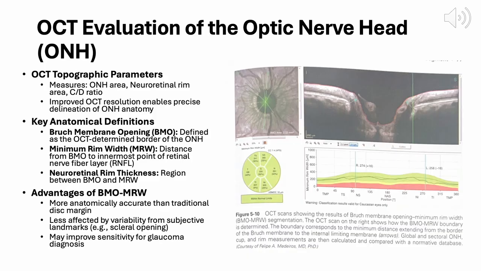Because of its high resolution, OCT allows for more precise delineation of the optic nerve head's borders. Now, let's break down the anatomy used in these measurements. The Bruch's membrane opening, or BMO, is considered the true anatomical edge of the optic nerve head on OCT. From this border, we measure the minimum rim width, MRW, which is the shortest distance from the BMO to the internal limiting membrane. This measurement reflects the true rim tissue that contains axons.